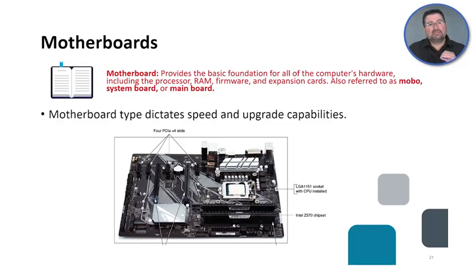PCIe is the de facto standard for our expansion cards today on our motherboards. Now, they come in different speeds, and we'll cover some of this in a later chapter, but you may see it. It looks like an X. It'll say by 4, by 8, by 16, by 32. It's telling you the bandwidths and the speed increase on each expansion port or slot.